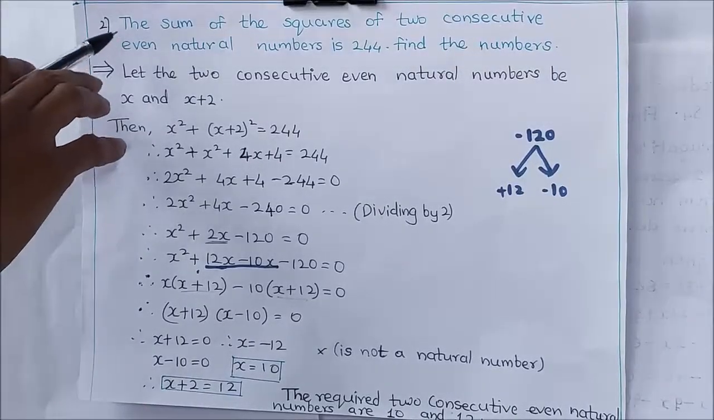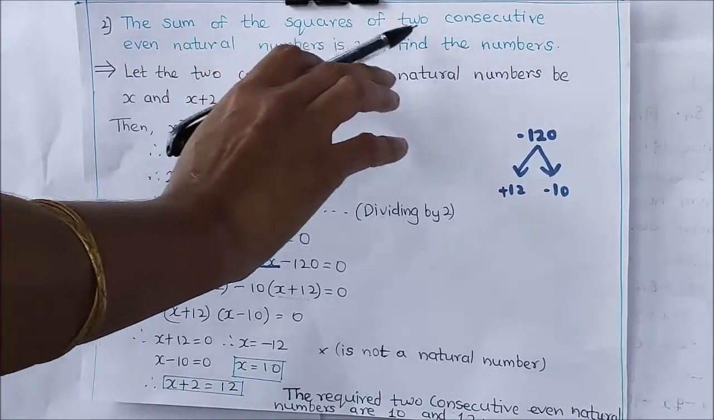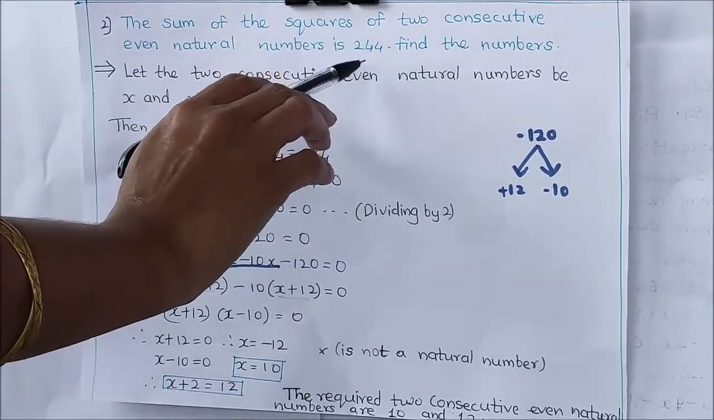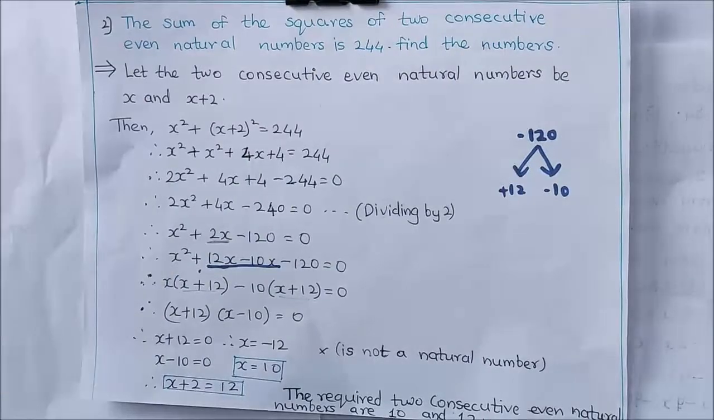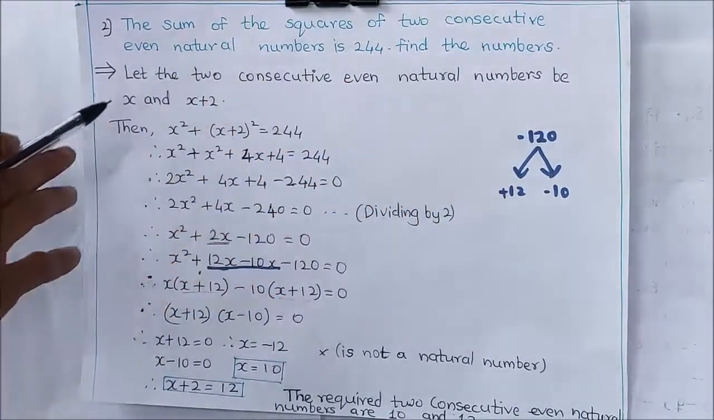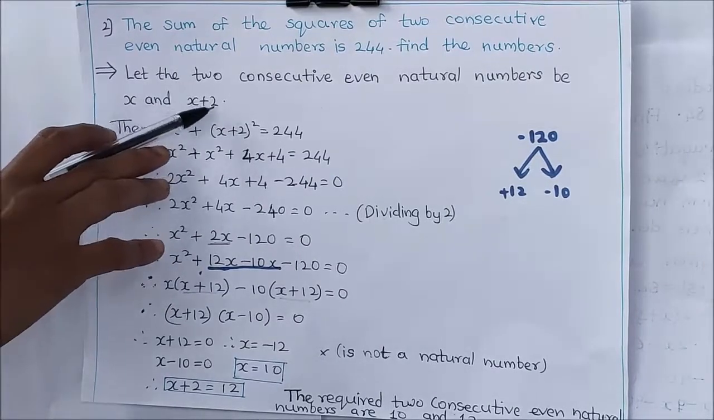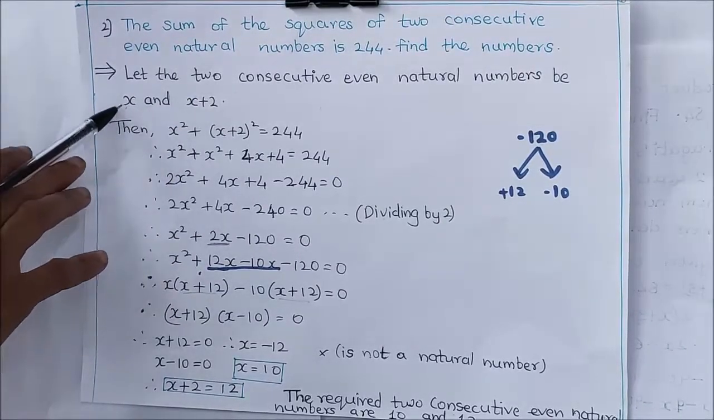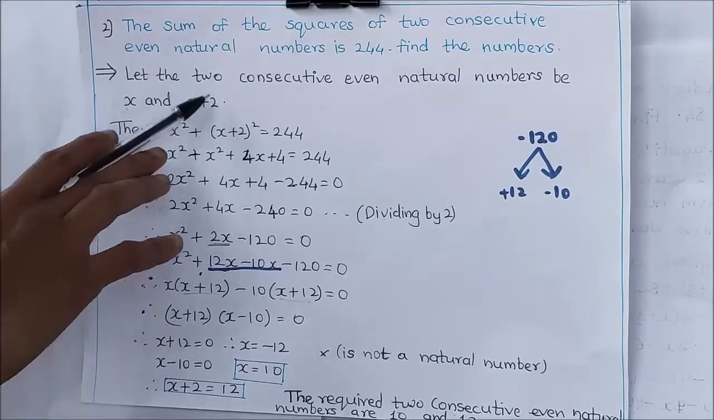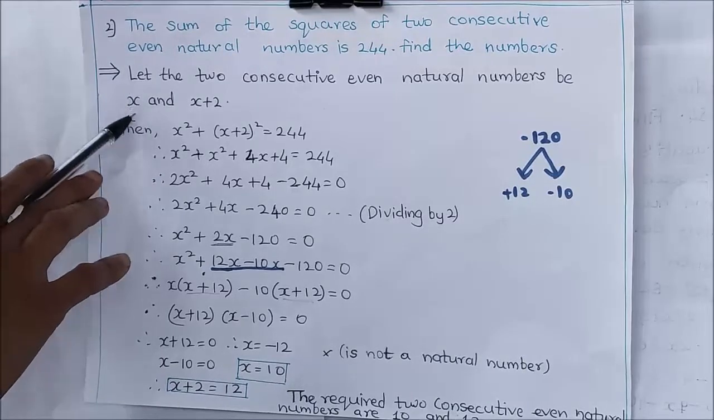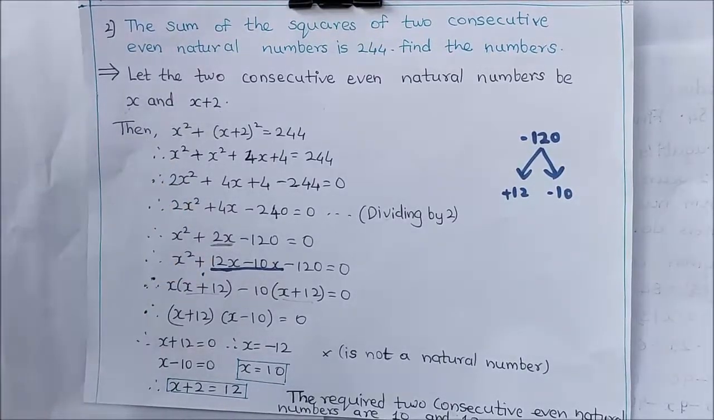The second example given is, the sum of the squares of two consecutive even natural numbers is 244. Find the numbers. Now, let the two consecutive even natural numbers be x and x plus 2. If it is 2, 2 plus 2 is 4. If we consider 4, 4 plus 2 is 6. So in the variables, we will consider x and x plus 2.